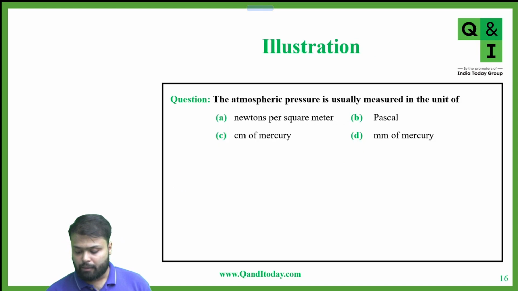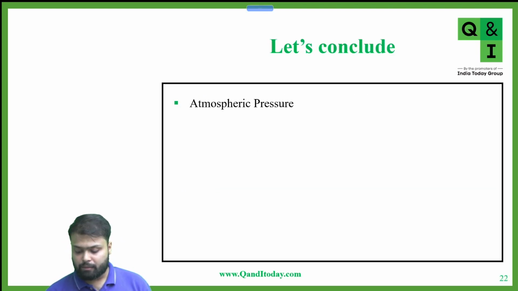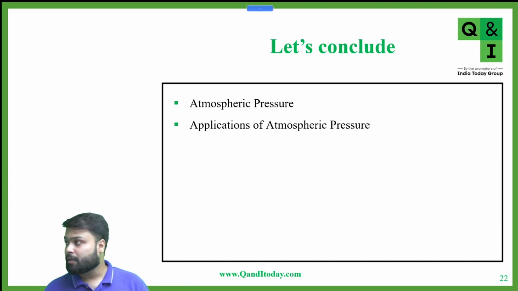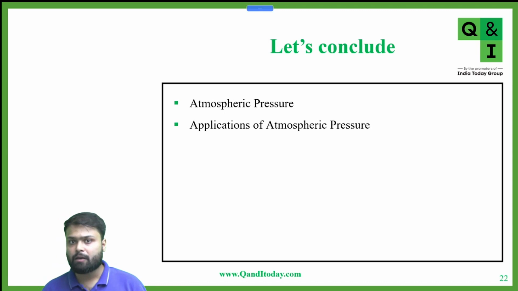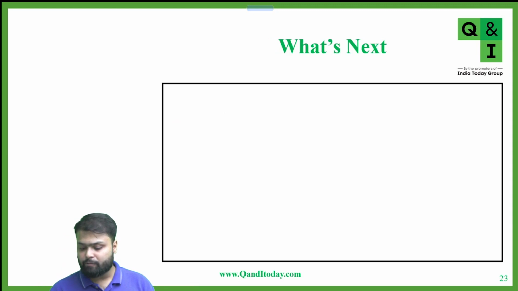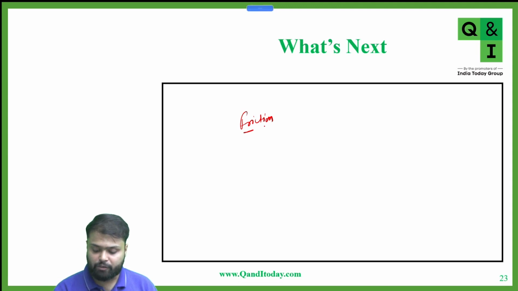So now we'll conclude today's lecture. First we studied atmospheric pressure. The pressure on all bodies due to air is atmospheric pressure. Then we studied applications: syringe, rubber sucker, dropper, straw, water pump. These are all applications of atmospheric pressure. In the next class, we will solve some questions from this chapter and then start the next chapter, which is friction.